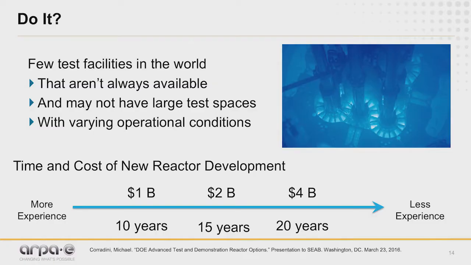And unfortunately, the story's not great. How do we actually do that? There aren't very many facilities in the world that can provide the neutrons of the type and number that we need to do testing. Of those facilities, they aren't always available. They don't operate 365 days a year, 24 hours a day. Many of them have limited spaces for test samples. Samples are limited in size. And they also vary in operational conditions. So when we have multi-year testing, there's a lot of variation in the conditions that introduce uncertainties in the measurements that we then have to correct for. And the less familiar we are with the technology, the more time it takes, and the more it costs.